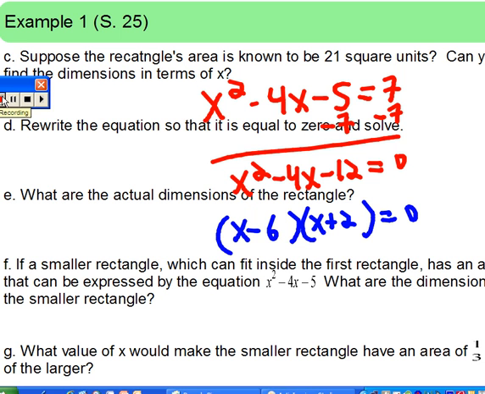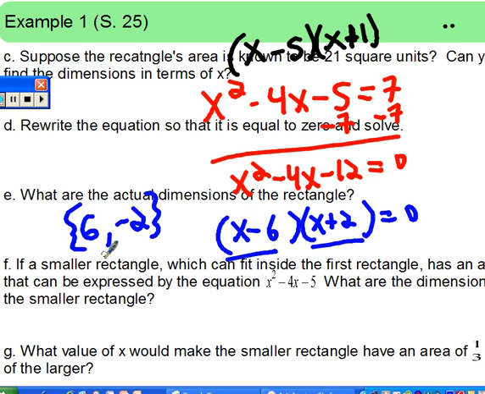Okay, I went ahead and factored that trinomial. You know how to factor them. So if either one of these is equal to 0, this equation will be true. So here, when x equals 6, the equation is true. And here, when x equals negative 2, this equation will be true. So this is my solution set for this equation, but we need to see if these make sense for the actual problem.